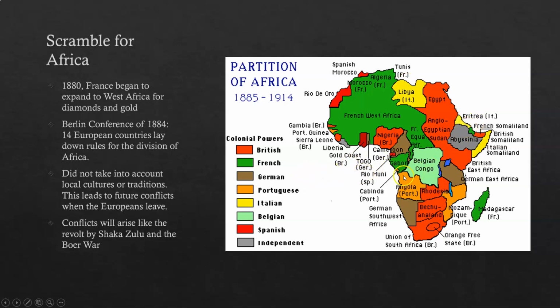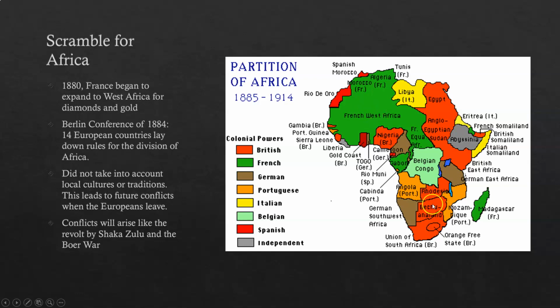So then from there they started saying, okay, well, what if you get this piece, this piece, this piece, I get this piece, you get that piece, and then you're going to get those other pieces over there. So the countries started saying, yeah, let's do it. That's fine. We all get a fair share. But the problem was that they did not take into account the local cultures or traditions of the people. So, for example, let's say there was a culture right here. It says French West Africa. Let's say there was a culture here.